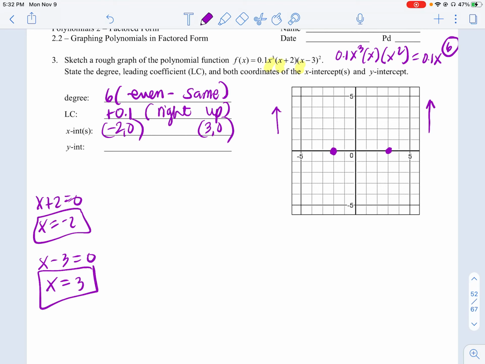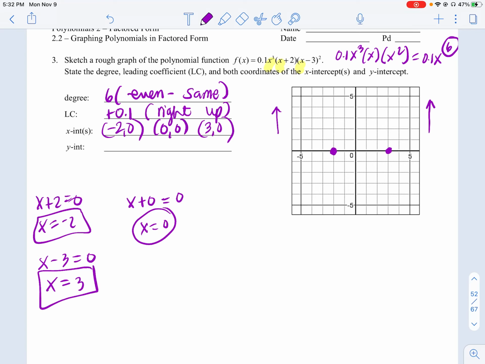Oh, but what about the x cubed? What does the x cubed mean? The x is x plus 0, right? The x cubed means that you have an x-intercept at the origin. So x plus 0 equals 0. Of course, x is equal to 0. That makes sense? Okay, so we have a 0 comma 0.